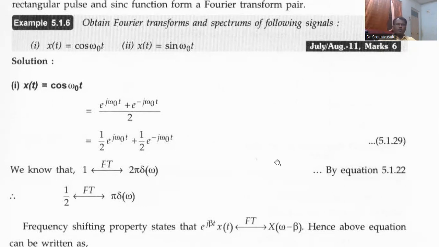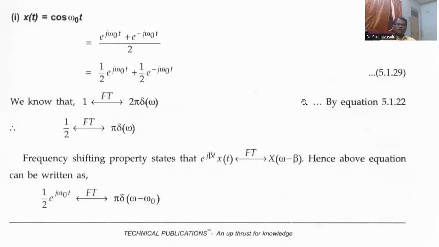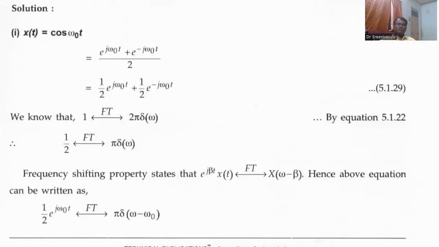Today, we are going to discuss the Fourier transform of cos omega naught t, sin omega naught t, and its spectrum. How to draw the spectrum of cos omega naught t, sin omega naught t. Now, consider the signal x of t. x of t is equal to cos omega naught t.